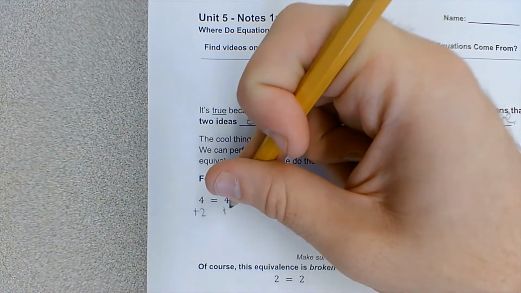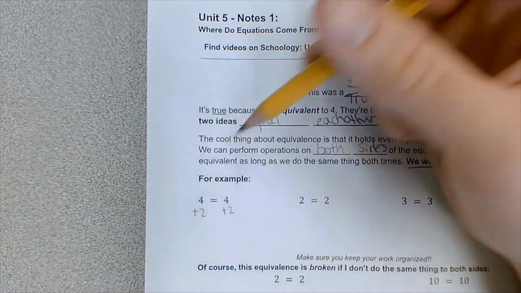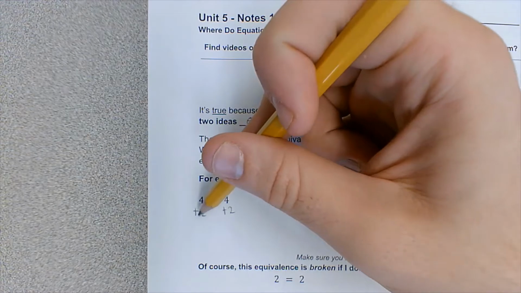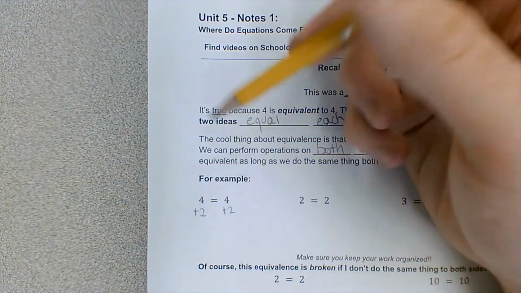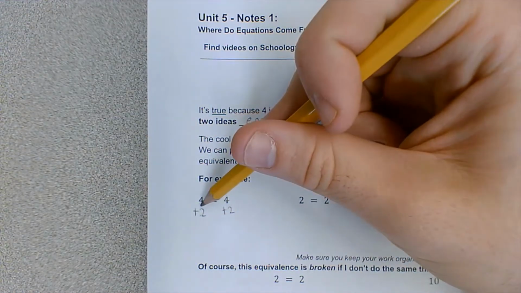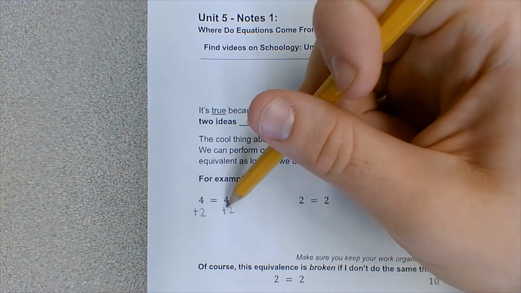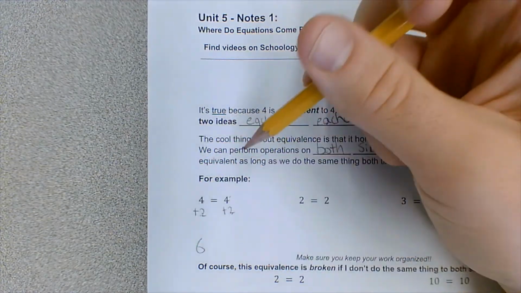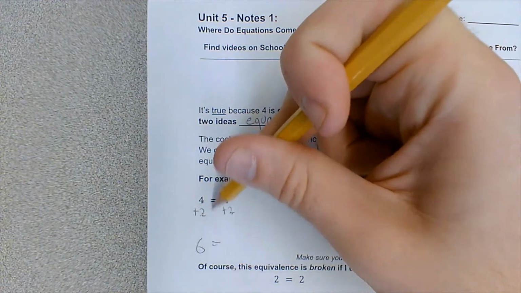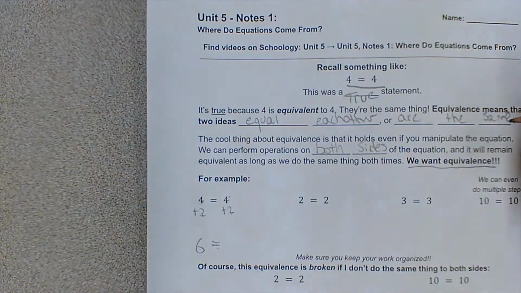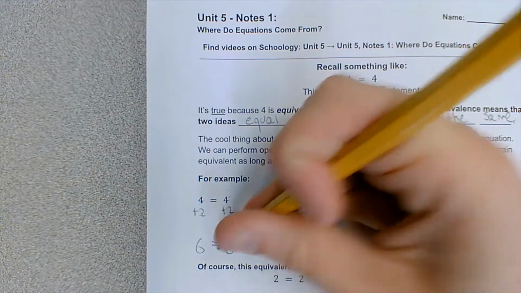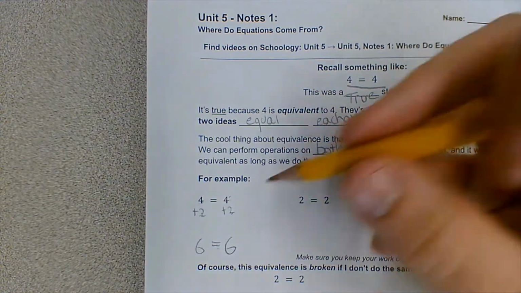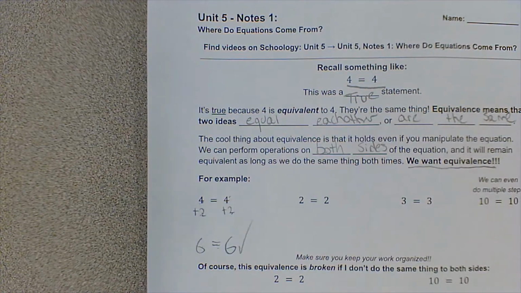I'm going to write my plus 2 under both of my 4's because I'm doing the same thing on both sides. I want my work to be really clean, so I'm going to do 4 plus 2, 4 plus 2. Well, that's going to be 6. I'm going to put my answer under my work. I'm going to bring my equal sign down, and I'm going to do the same thing on the other side. 4 plus 2 equals 6. Okay, these are still equivalent, so I'm still good. I did the same thing on both sides.